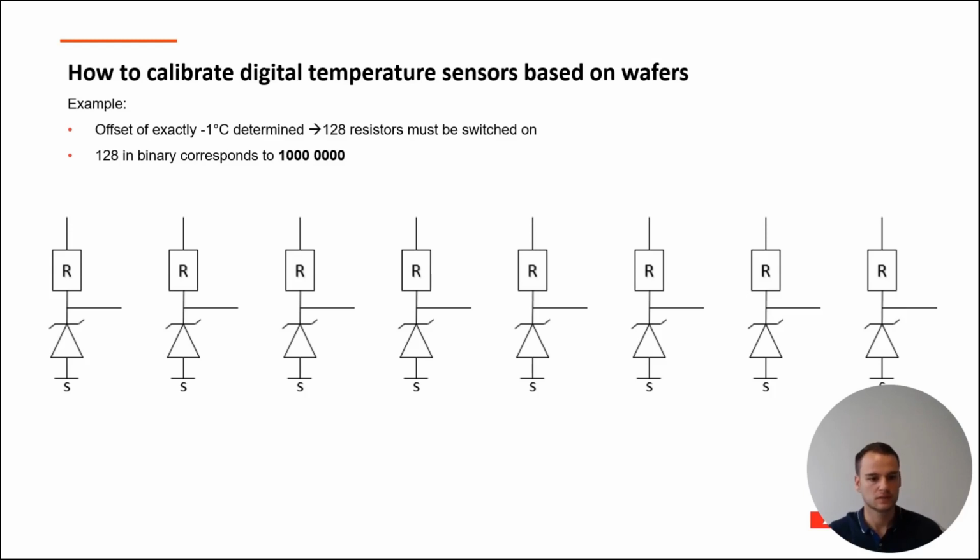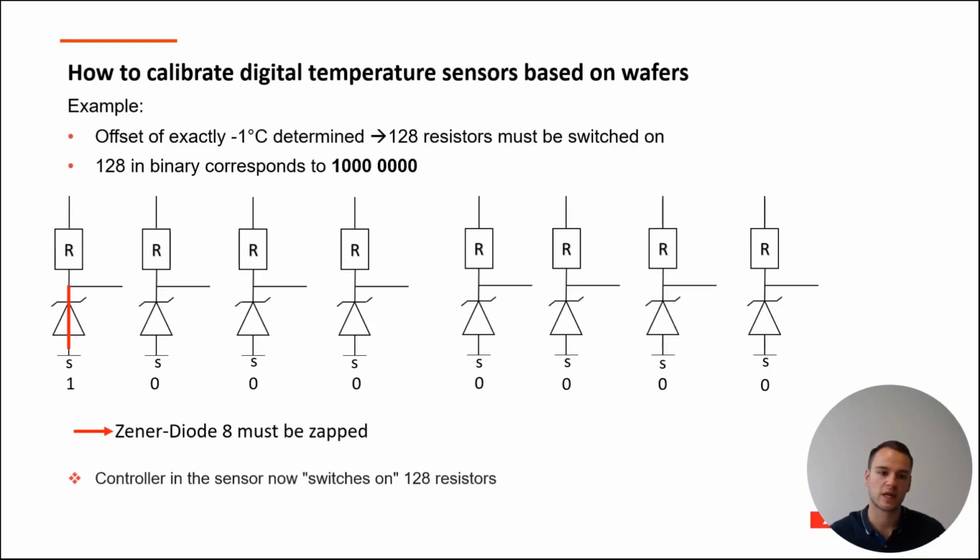All right. As you can see, we have to zap the Zener diode on the left, because like I said before, all of the Zener diodes have a 0 as an output signal, which means that if we want to have a 1 in the Zener diode on the left, we have to zap it. And therefore, the controller inside the sensor now switches on 128 resistors.